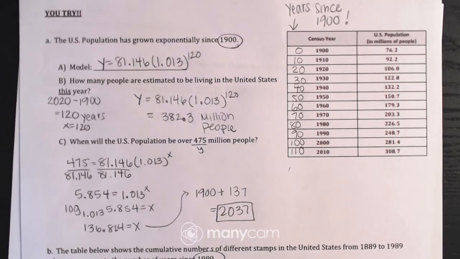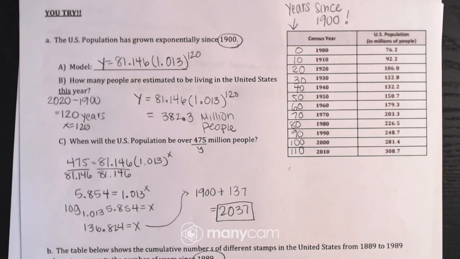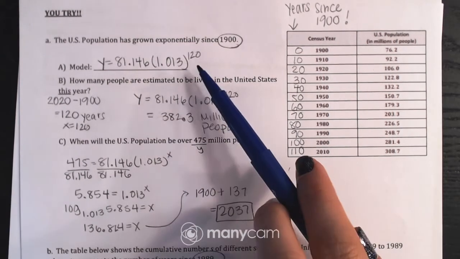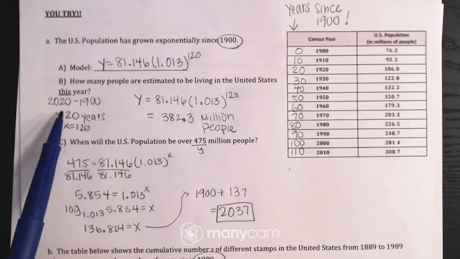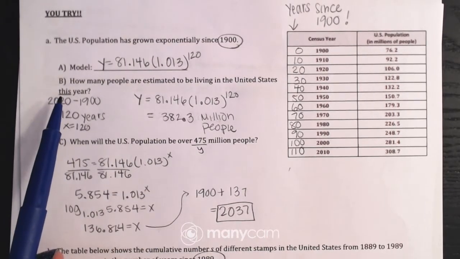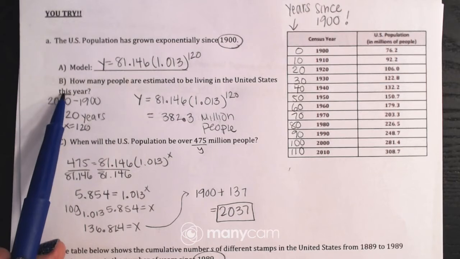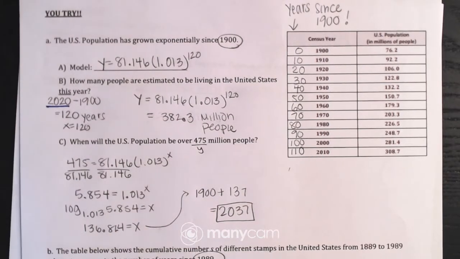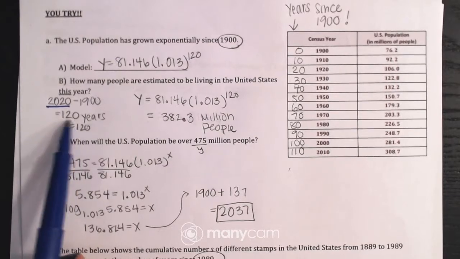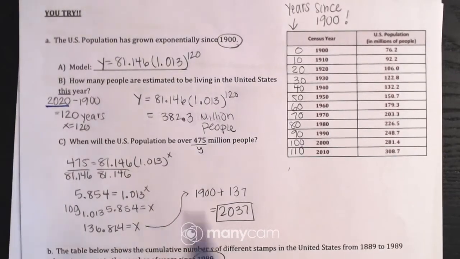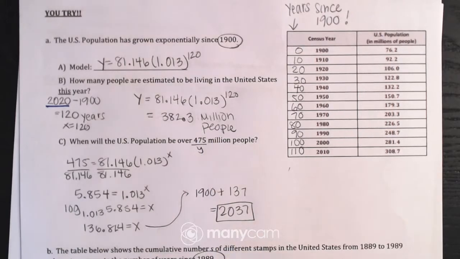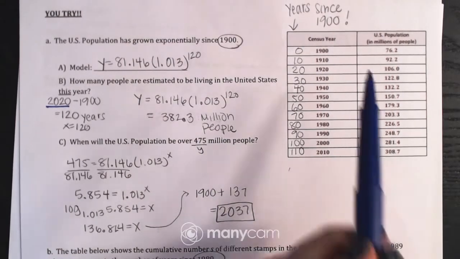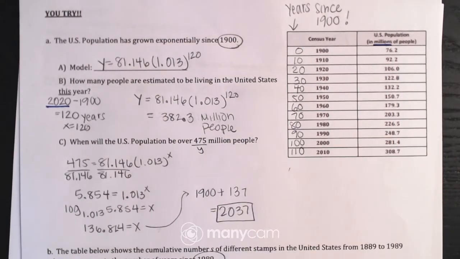Alright, you guys, here are my final answers. So this is my answer for part A. Here's my model. For part B, just be careful. It's asking you about how many people we'd expect to live in the U.S. this year. So obviously it's 2020. So I did 2020 minus 1900 to figure out how many years have passed, 120 years for my x variable. Plug into the equation, use my calculator, for about 382.3 million people, because it's in terms of millions.